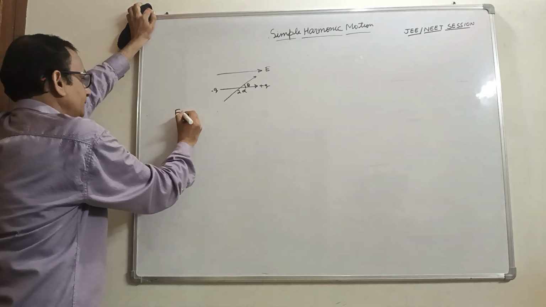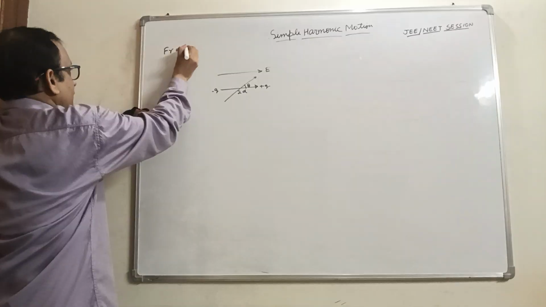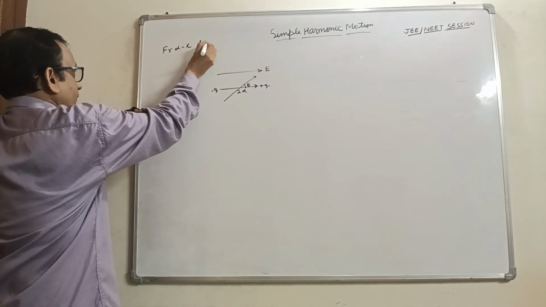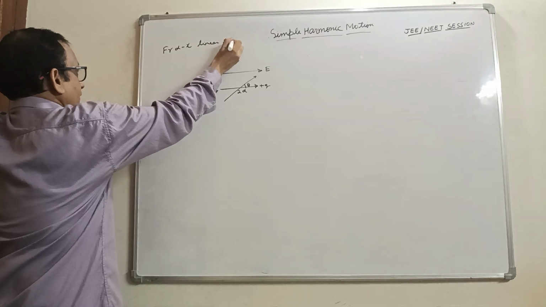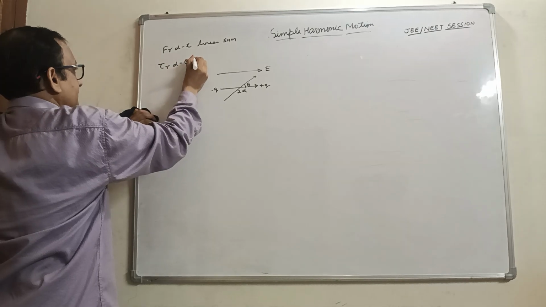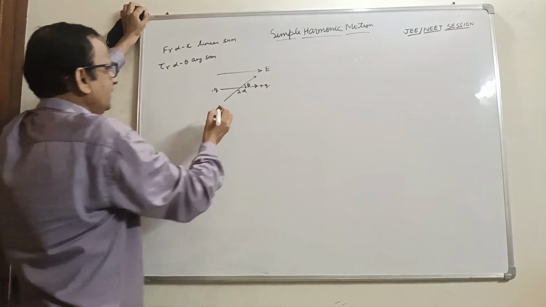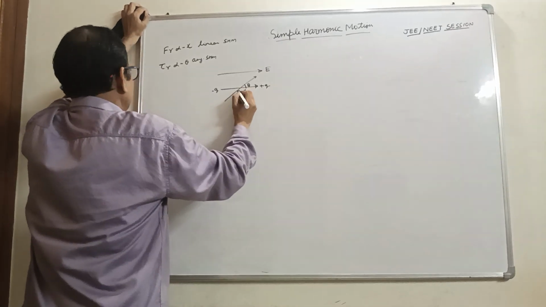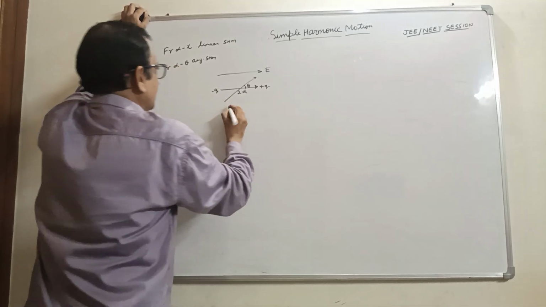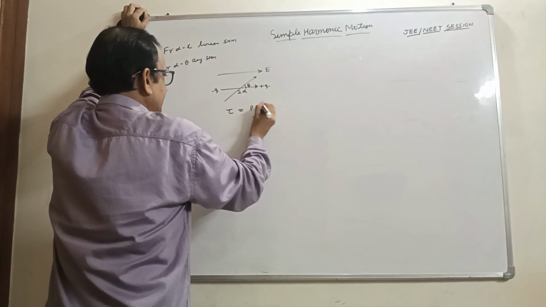For linear SHM, the restoring force is proportional to x, and for angular SHM, the restoring torque is proportional to theta. This is angular SHM. So here we have to find the torque. The torque will be PE sin theta.